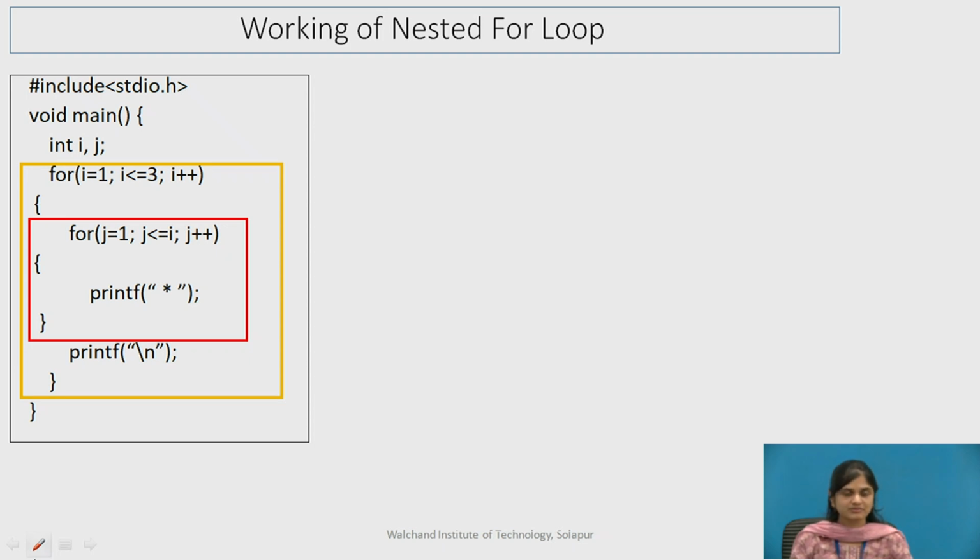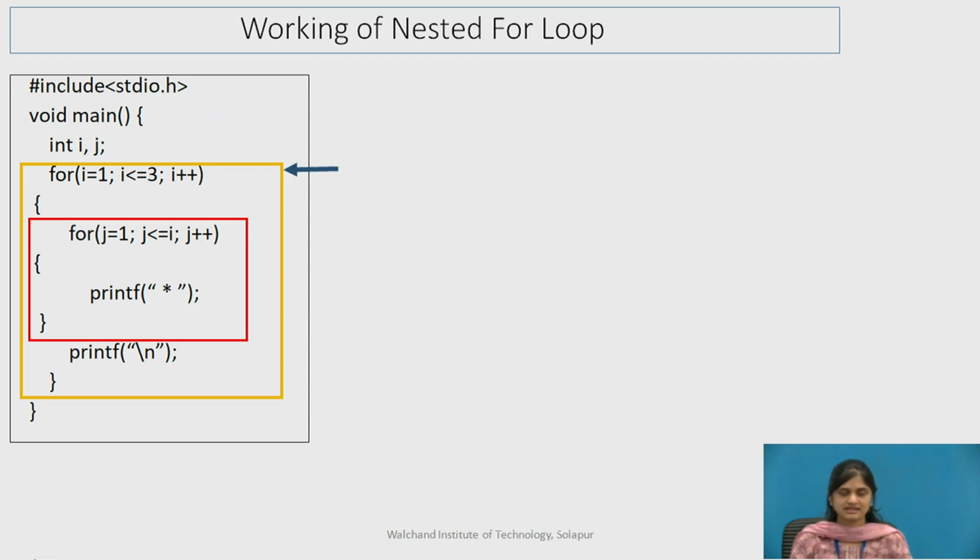Step by step we will see the execution of these inner and outer for loops and how the pattern is getting printed. Firstly, with stdio.h, we are including the standard input output file. Then in the main function we have declared the integer variables i and j. Now we have one for loop, the outer one, marked with the yellow rectangle, and for the inner loop we have the red rectangle.